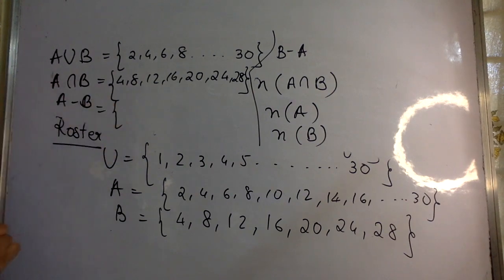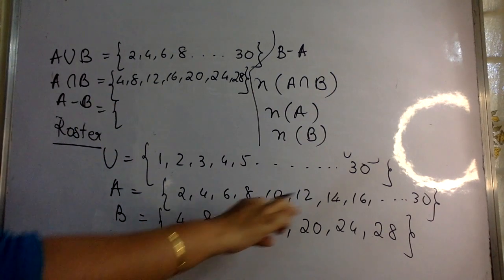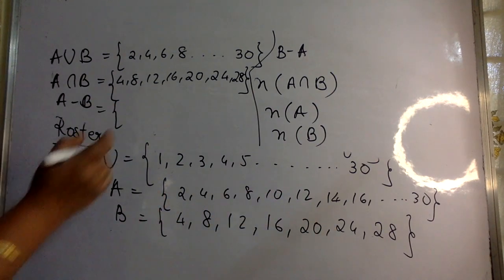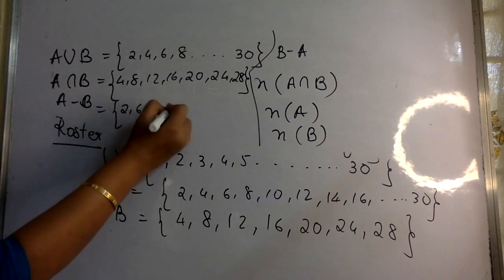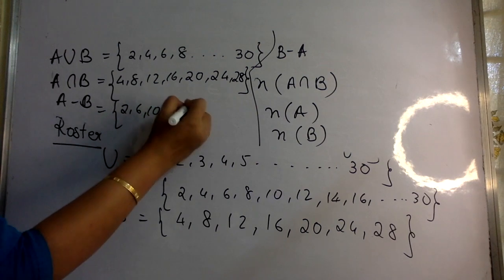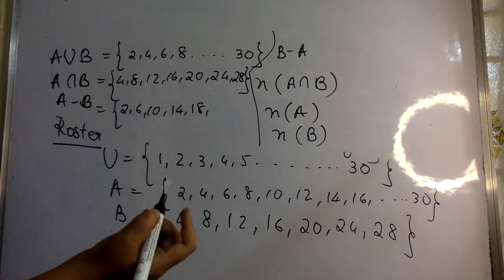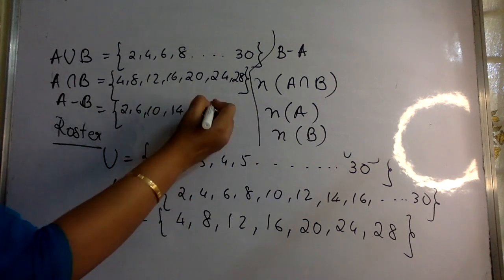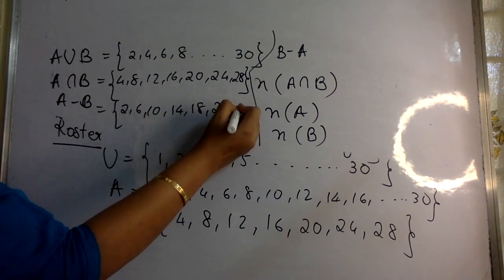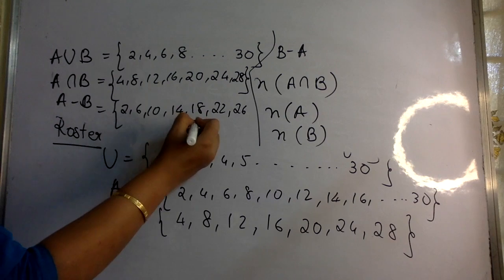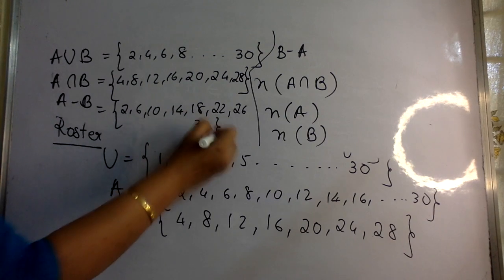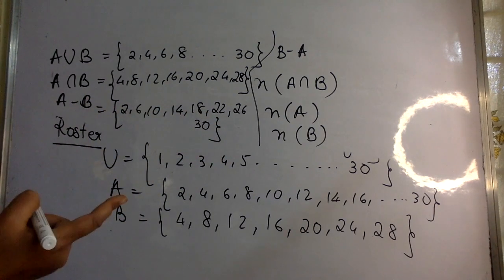A minus B. Now we'll have to throw out these and write the rest. So we will write 2, 6, 10, 14, 18, then 22, then 26, and then 30. These are the elements of A minus B.